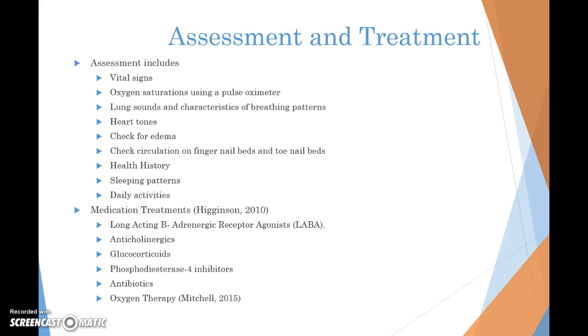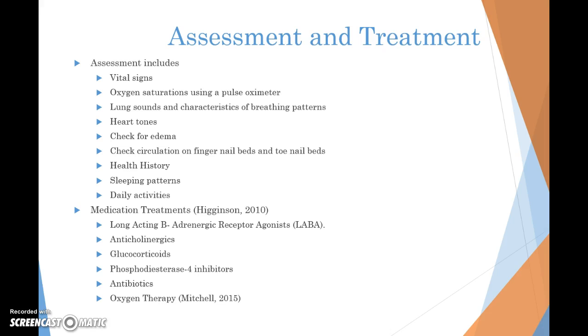An assessment of the patient should include vital signs, oxygen saturations via pulse oximeter to see their level with or without oxygen. Listen to the lung sounds, and you would expect to hear shallow lung sounds due to poor recoil, crackles present due to increased mucus, and wheezing due to constriction. The heart tones could be tachycardic due to work of breathing.